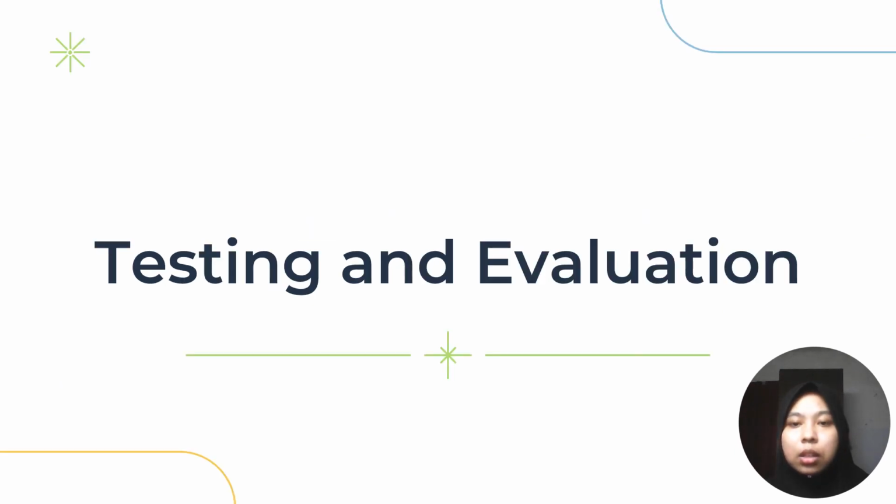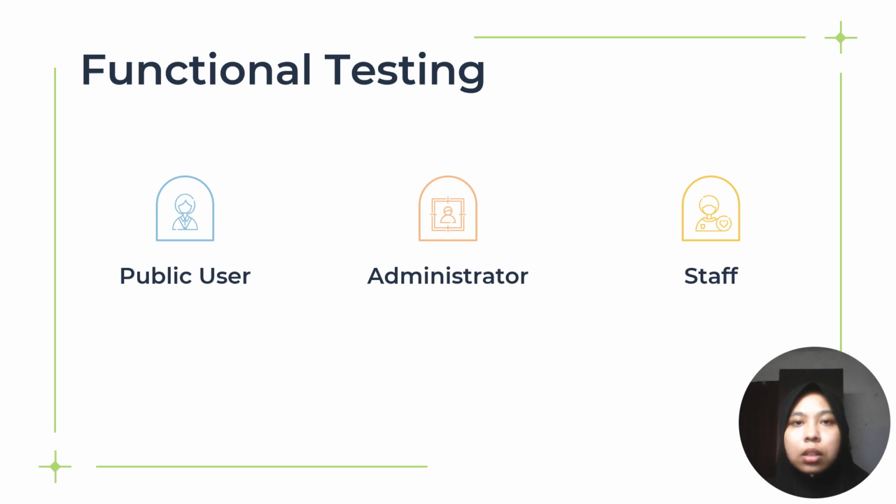Next is testing and evaluation. In testing and evaluation, I conducted functional testing and usability testing. For functional testing, we conducted it for three types of user, which are public user, administrator, and staff. The main objective of functional testing is to validate whether the software functions meet the expected results from the client's perspective. This functional testing will evaluate applications, features, input and output, and interaction with other system components.